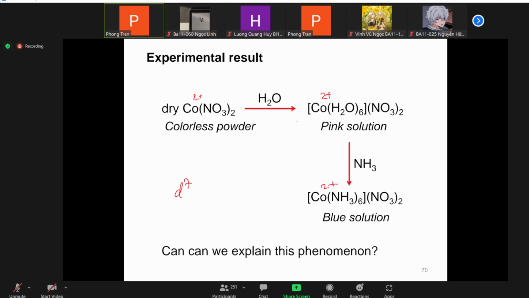Teacher, can I try? Yeah, please. So I think it is cobalt when it has electrons from oxygen, cobalt will have a higher energy, so the color appears. Can I say it in Vietnamese? It's easier. Yes. Okay.